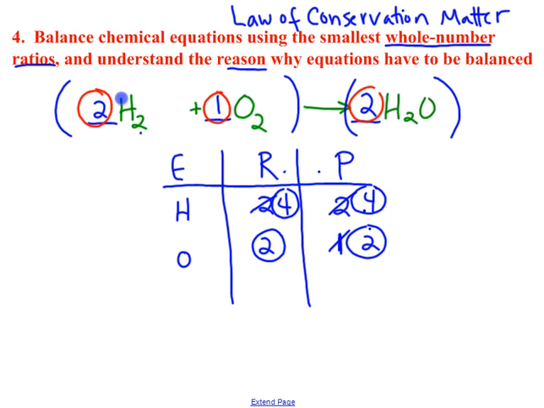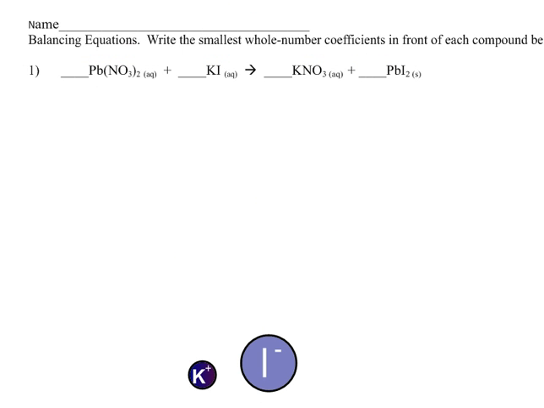That 2, 1, 2 is not reducible down to a smaller whole number ratio. So this equation is good to go. All right, let's take a look at the reactions that we worked with previously in class.